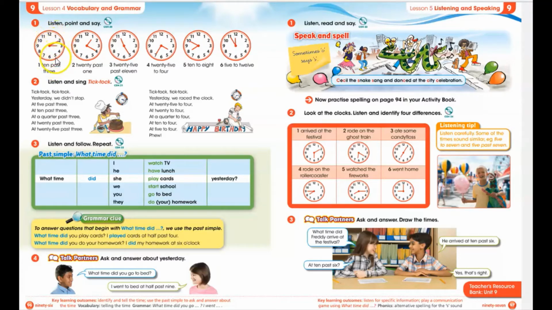It's 10 past 3. Now, if the minute hand is on this side of the clock, we count this way. 5, 10, 15, 20, 25. We say to. So it's 5, 10, 15, 20, 25 to 4. It's 25 to 4. Okay?